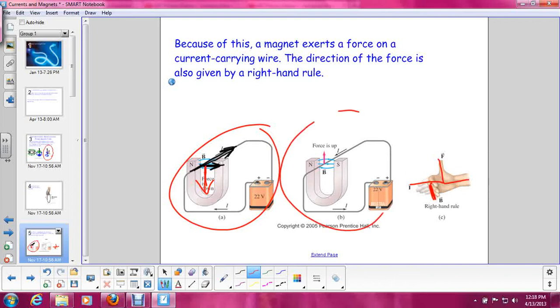In the next picture, the current is reversed, and it's going this way. So you would put your pointer finger in that direction. The rest of your fingers would still be pointing from north to south with this magnetic field, so your thumb ends up pointing up toward the ceiling, and that is when the wire jumps upward.